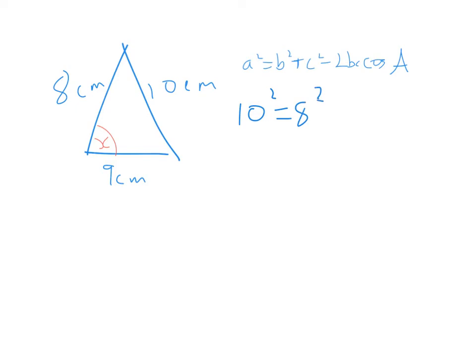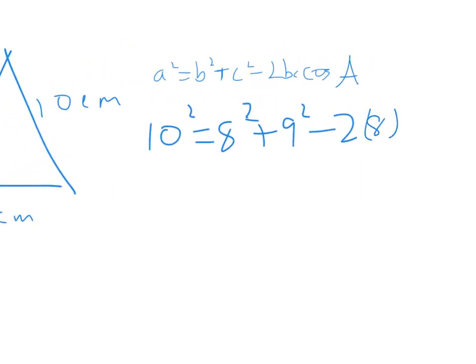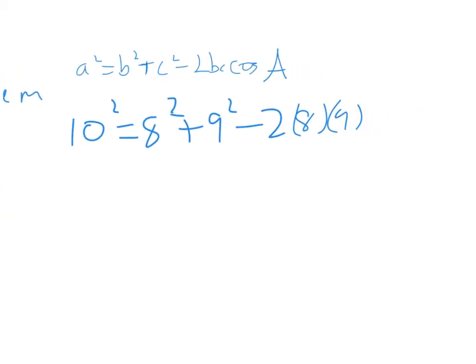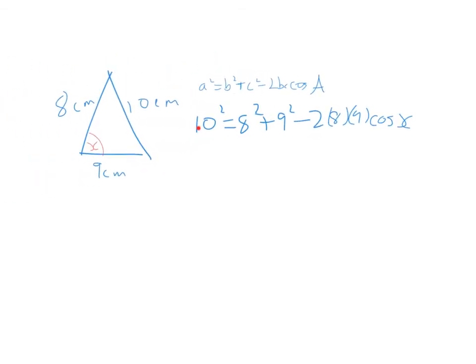So we can say 8 squared plus 9 squared minus 2 times 8 times 9 times the cos of that unknown angle A. So we'll actually just say that that's x here in keeping with the question. Again, the opposite side is A, so that's the one that's out there by itself. B and C, it doesn't really matter, it could be 8 or 9 and 9 or 8, minus 2 times BC times the cos of the unknown angle.